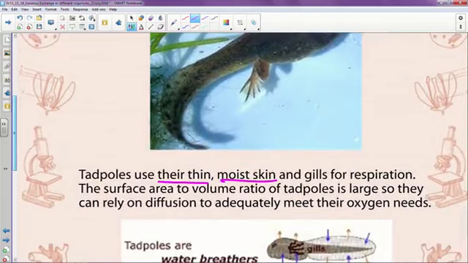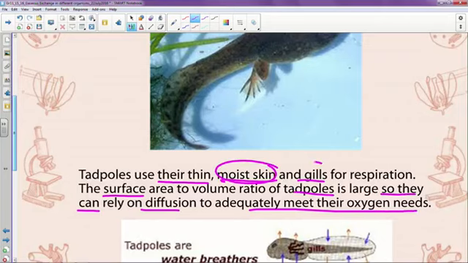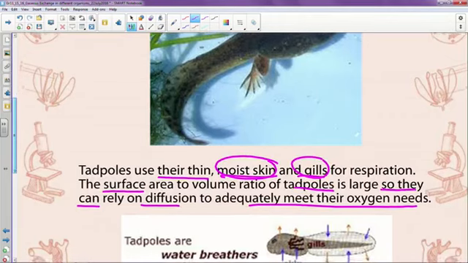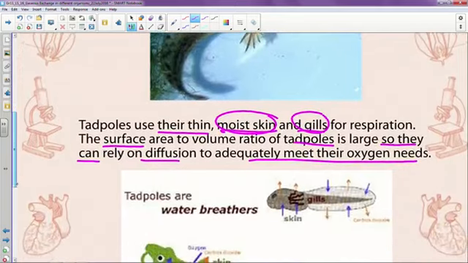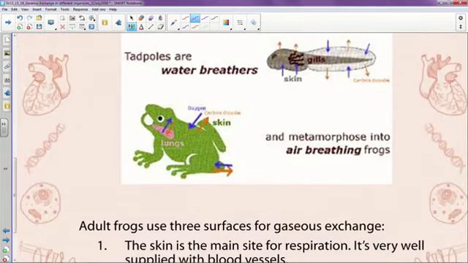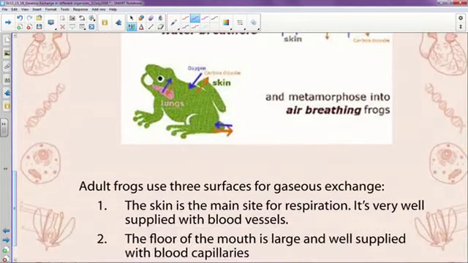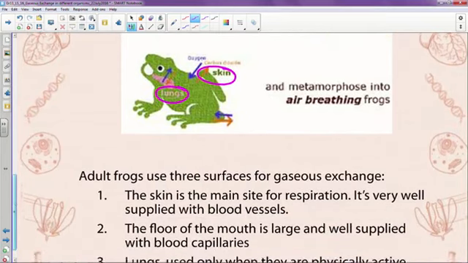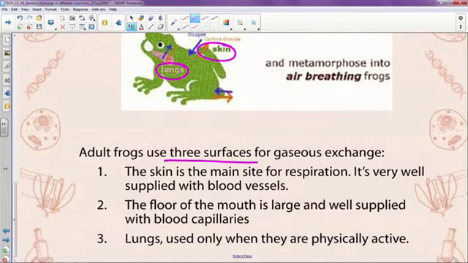When we look at tadpoles, they use their moist skin and gills for respiration. The surface area to volume ratio of tadpoles is large, so they can rely on diffusion to adequately meet their oxygen needs. So it's through their skin and through the gills that gaseous exchange occurs. And remember that being in water, they are constantly surrounded by this aquatic medium where oxygen is present. However, as they move onto land and undergo metamorphosis, they develop the ability to respire through their lungs, through their skin, and even through their gills.